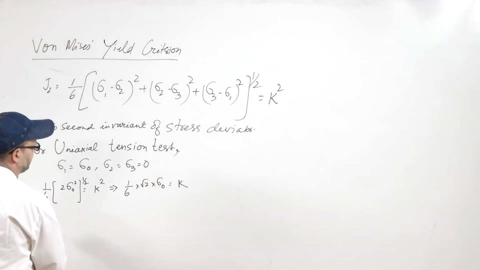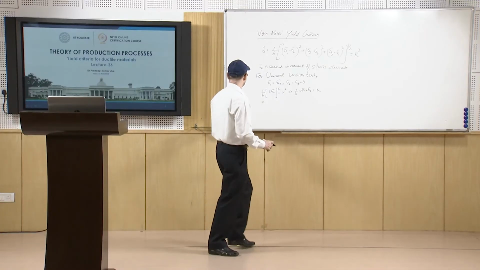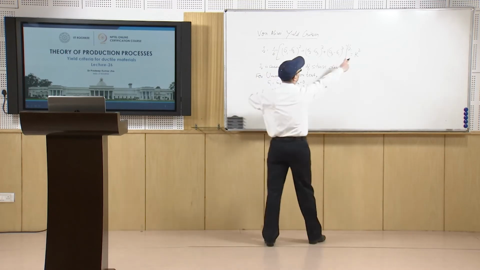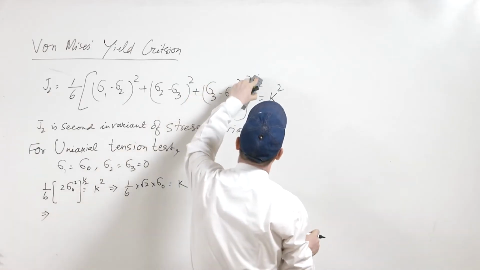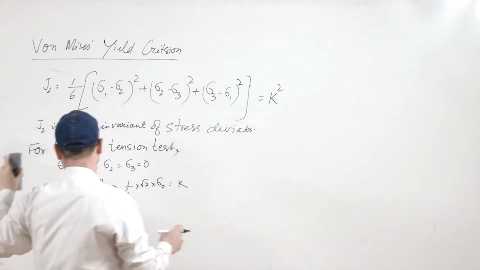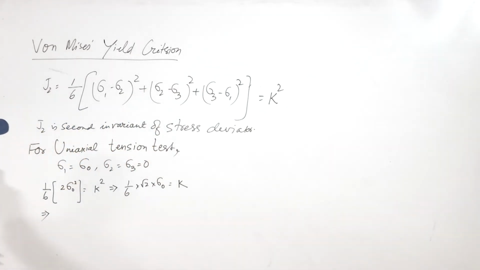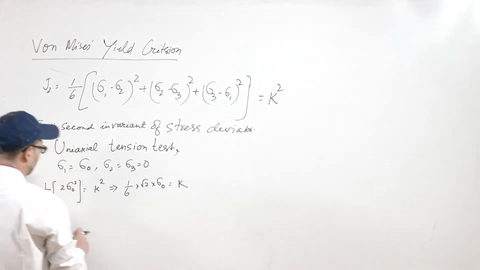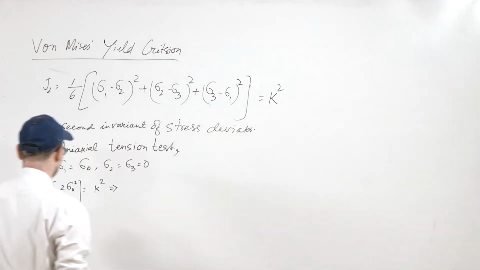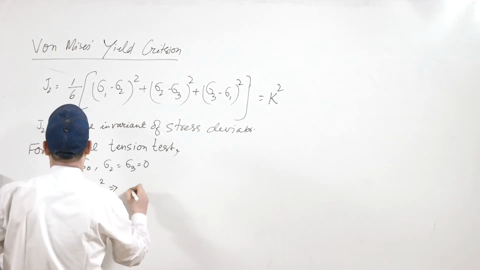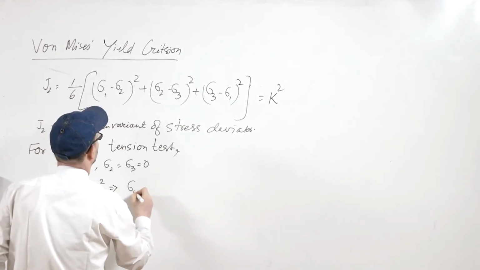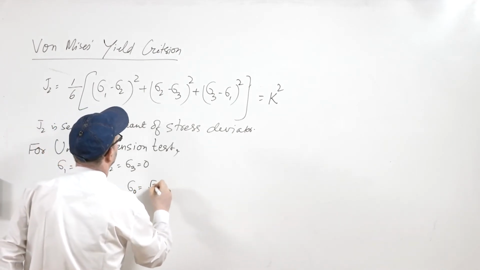Basically there was a mistake here. Once we have taken k square, this will not come here. So, once you have this as k square, what you get is sigma naught is root 3 into k.